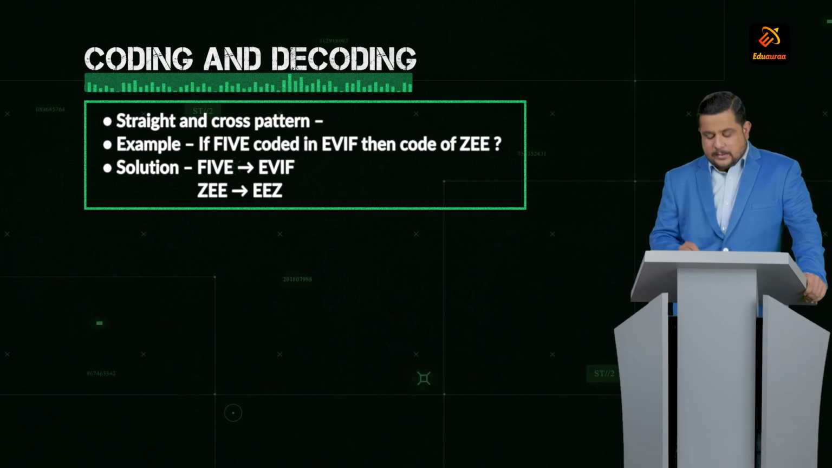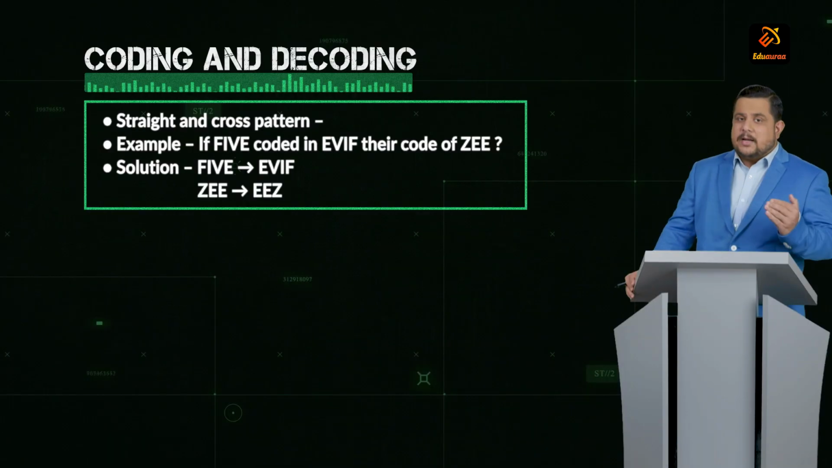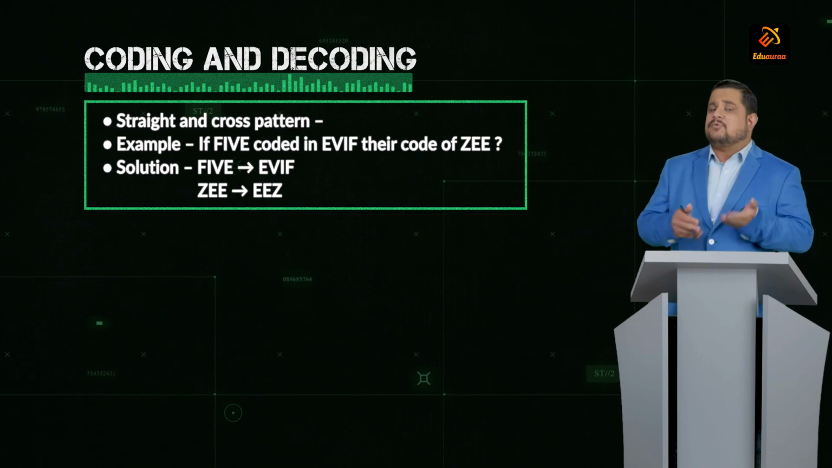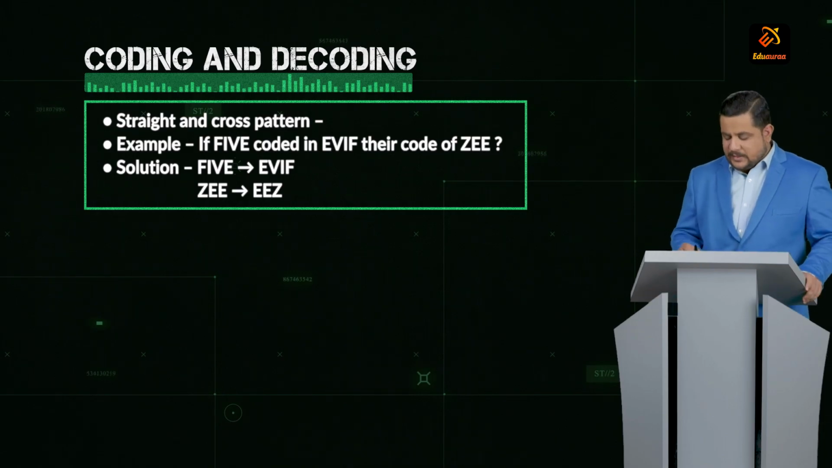Now in Z, E, E, Z: left to right, we will write it from right to left. We will just reverse the pattern. Z, E, E, Z was given to us. Now we have to code it. So in the similar code in which 5 was coded. So now we know the pattern. We know the logic. The same similar pattern we have to follow here.